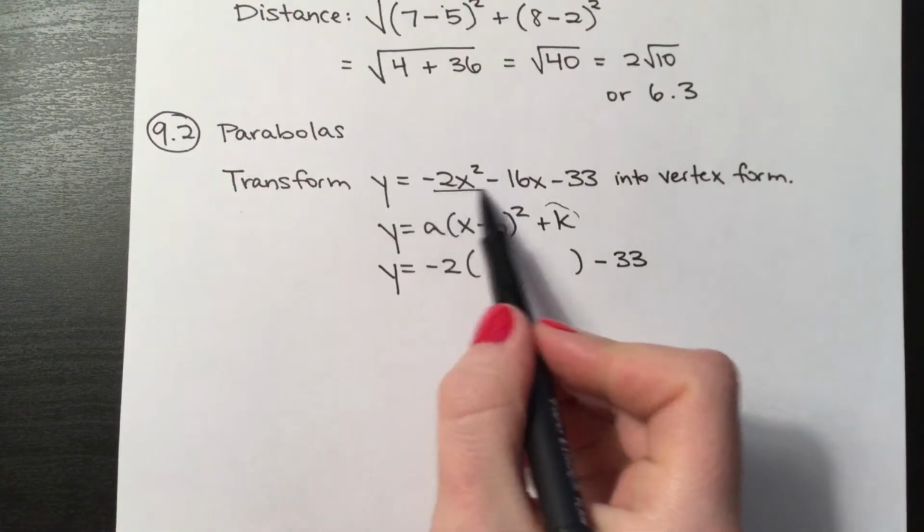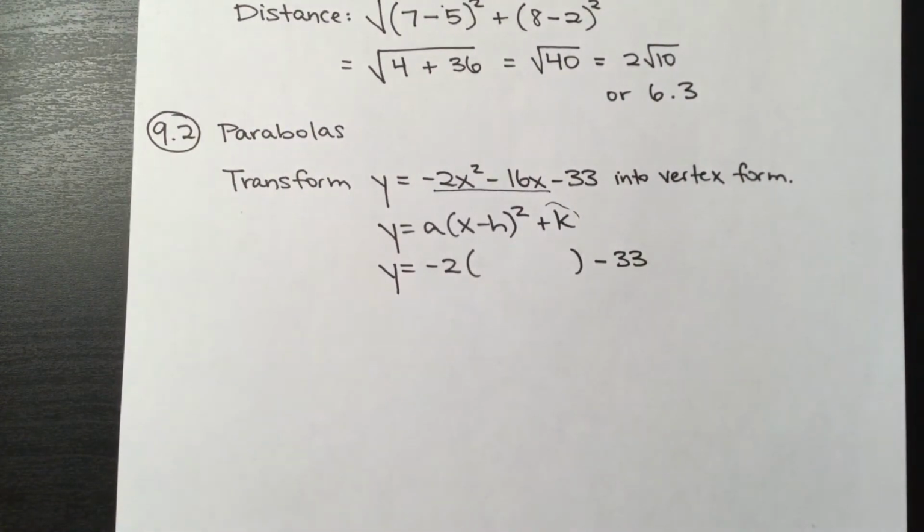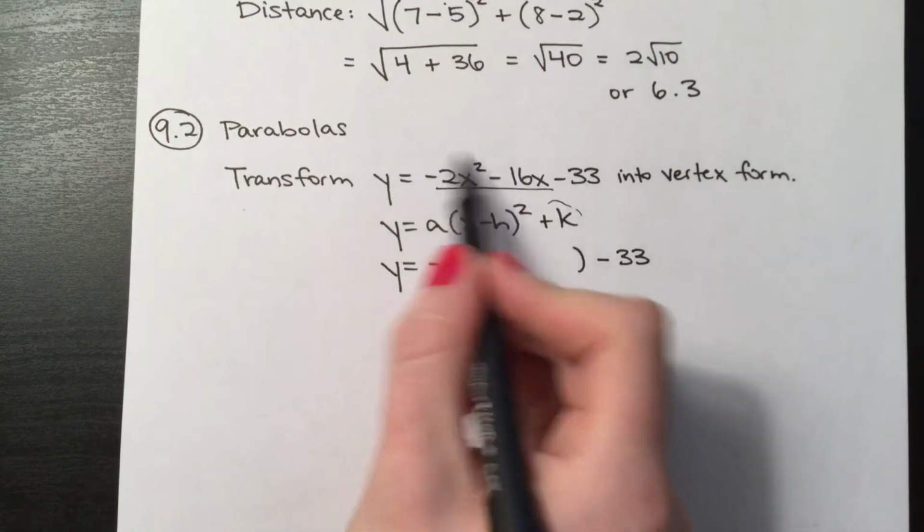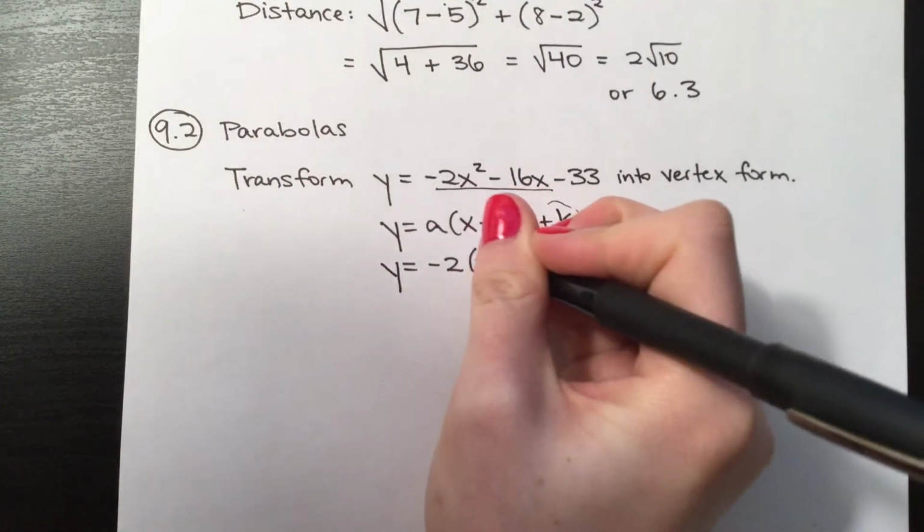Okay, so now these two terms that are not the -33, see how we have that -2 on the outside, so we're going to factor out that -2, and then we're going to write the leftovers in parentheses. So divide this by -2, I'm left with x squared.